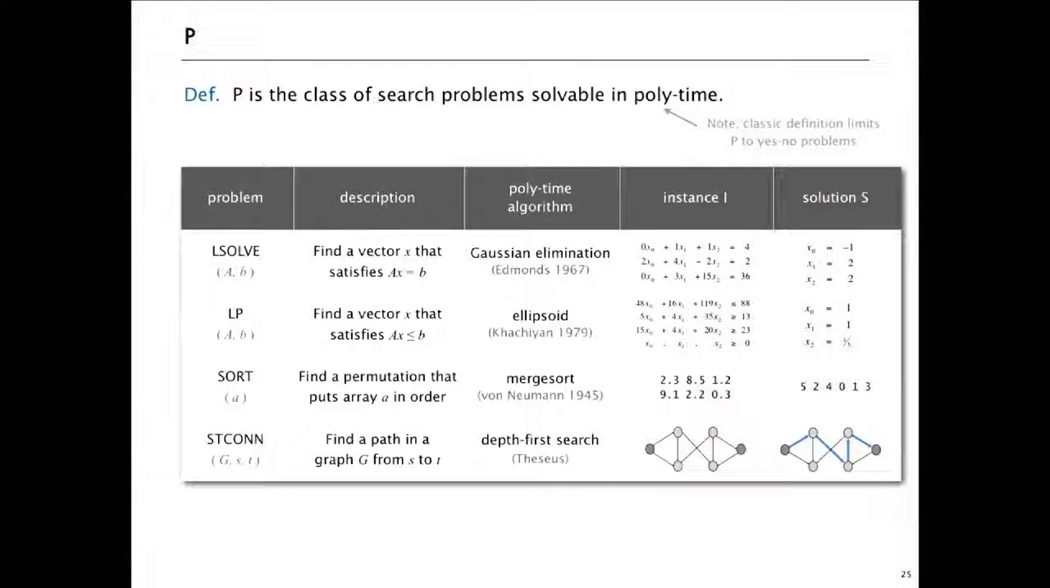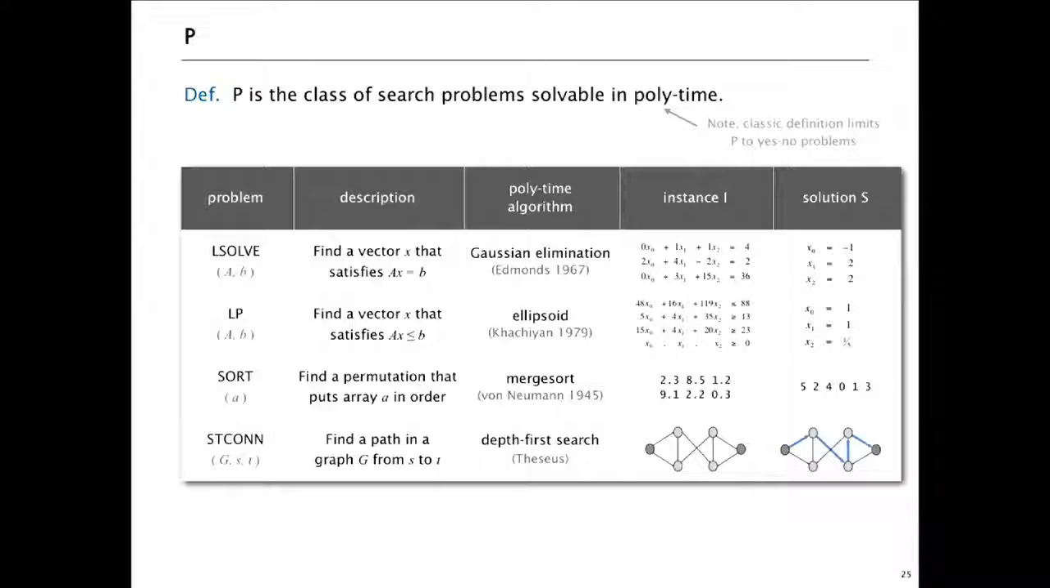We already showed LSolve, because Gaussian elimination runs in polynomial time. And we already talked about LP, because Khachiyan's algorithm works for linear programming. Pretty much all the algorithms that we've covered in this course are cast as search problems and also have polynomial time solutions. Just a little bit has to be done to convince yourself, or to cast the problem as a search problem.